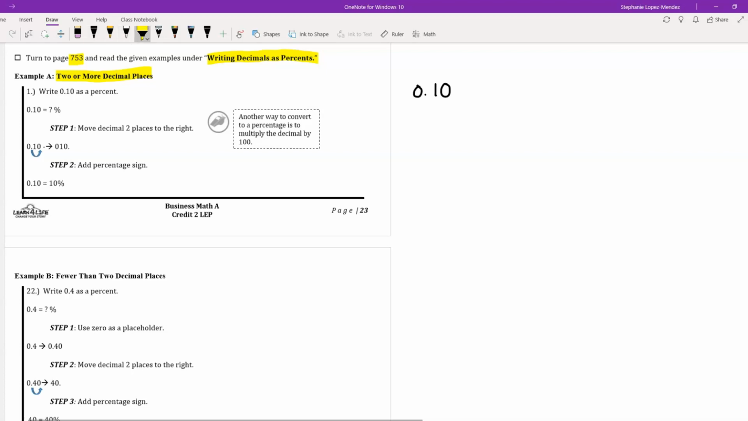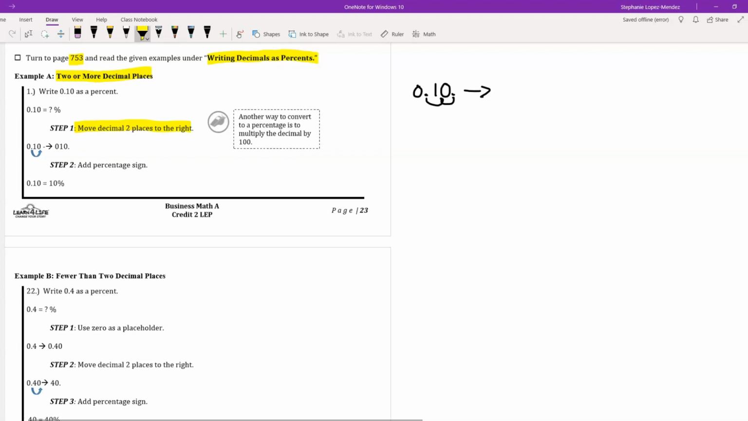My step number 1 is to move the decimal 2 places to the right. Remember, in the other section where we learned how to write percent as decimals, we had to move the point 2 times to the left. Now in this case, we have to move the point 2 times to the right. So I have this point right here. I move it 2 times to the right, 1, 2. Now my point has to be after the 10.